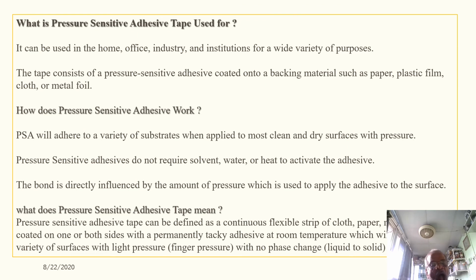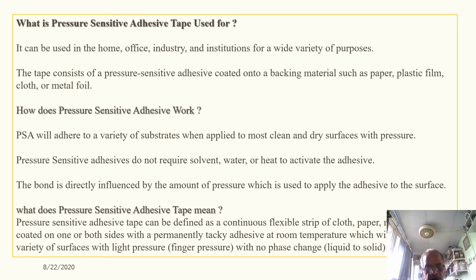What is pressure sensitive adhesive tape used for? It can be used in office, home, industry, and institution for a wide variety of purposes. The tape consists of a pressure sensitive adhesive coated on a backing material such as paper, plastic film, cloth, or metal foil. How does pressure sensitive adhesive work?